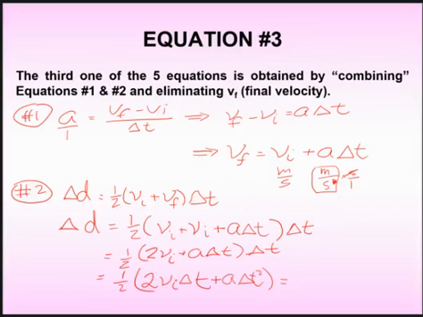So what's half times 2? What's half of 2? 1. Half times 2, the 2 cancels the 2, like the 2 from the bottom cancels the 2 from the top. So you just get vi delta t, right? Plus what? Sorry, plus half a delta t squared. Ladies and gentlemen, say hello to the third kinematic equation.